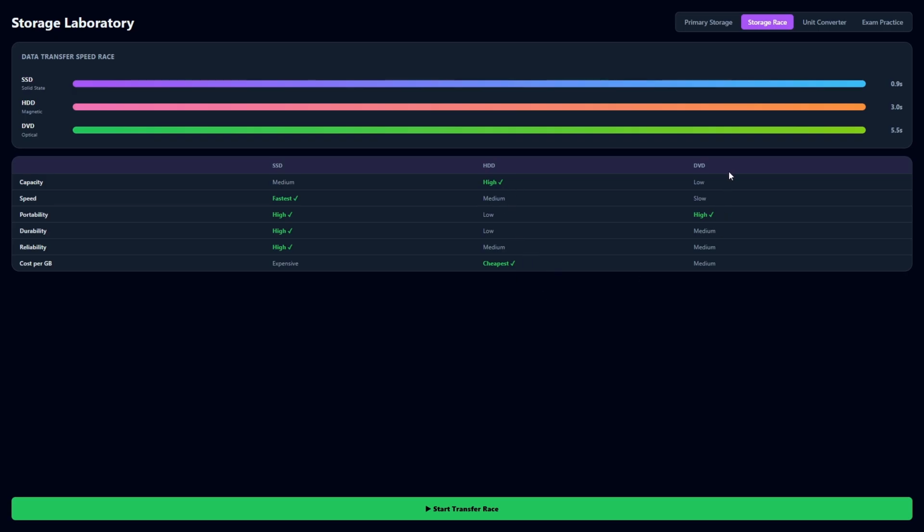DVD usually has the lowest capacity, speed is quite slow, and portability is quite high, but they can get scratched. Durability is again quite medium, I would say. Again, it can be scratched, and it is medium in all other aspects.